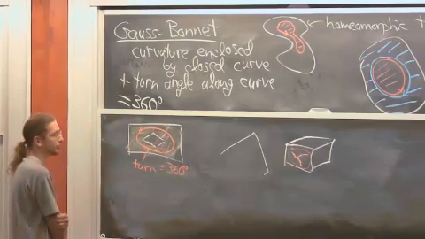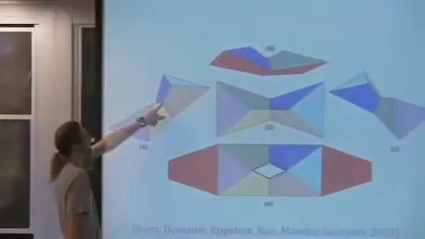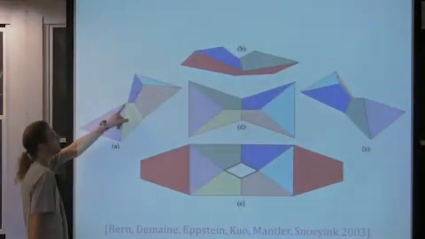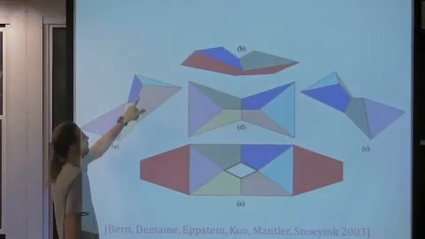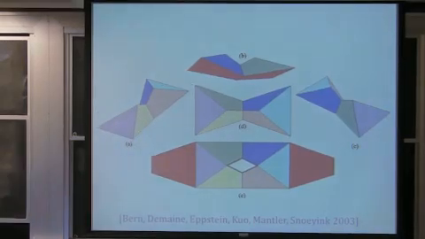That's for convex polyhedra. For non-convex polyhedra, you can have a negative curvature vertex that balances out some positive curvature vertices. And so the total curvature here equals 0, but you have 3 vertices. And that just can't happen for convex. Okay.